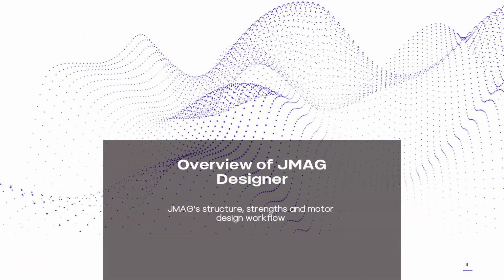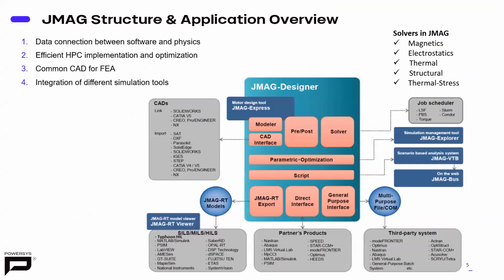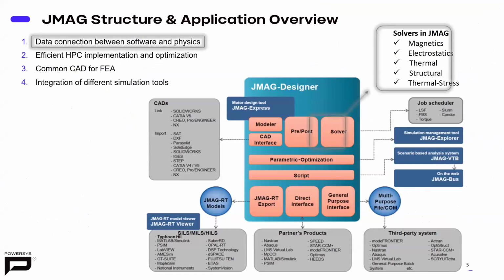Let me introduce a basic overview of JMAG Designer: the JMAG structure, strengths, and motor design workflow. First of all, the JMAG structure shows how the data connection is done between the software and the physics. It involves solvers and pre-post solvers like electromagnetics, electrostatics, thermal, and structural, which is multiphysics, and thermal stress analysis can be done in the pre-post solvers. This is how the software and the electromagnetics part are connected with the solvers.